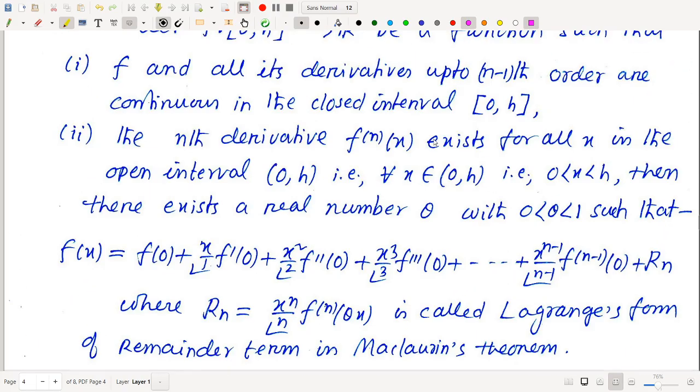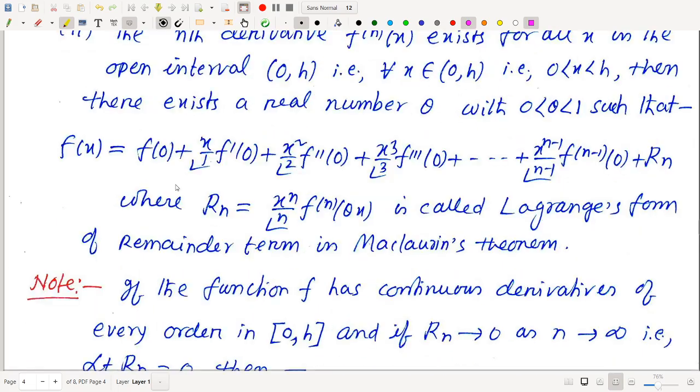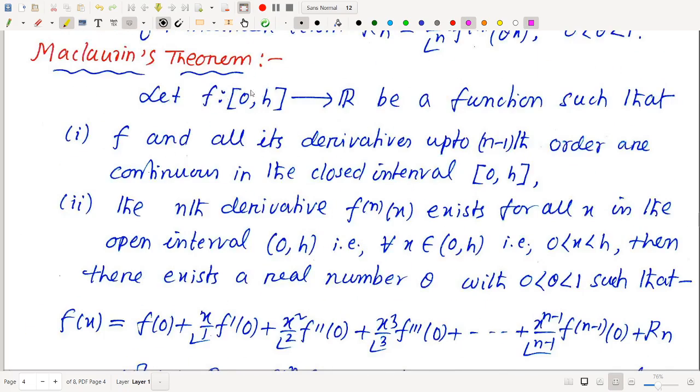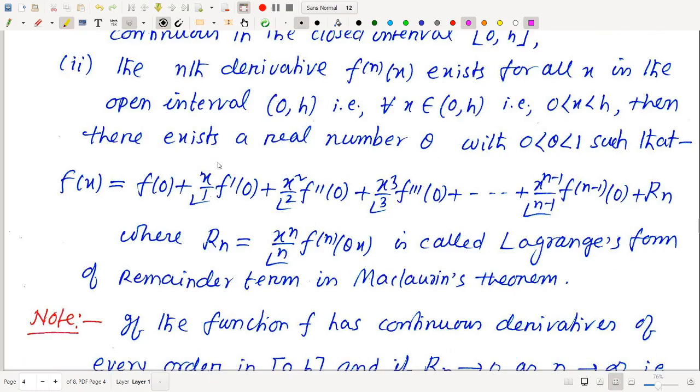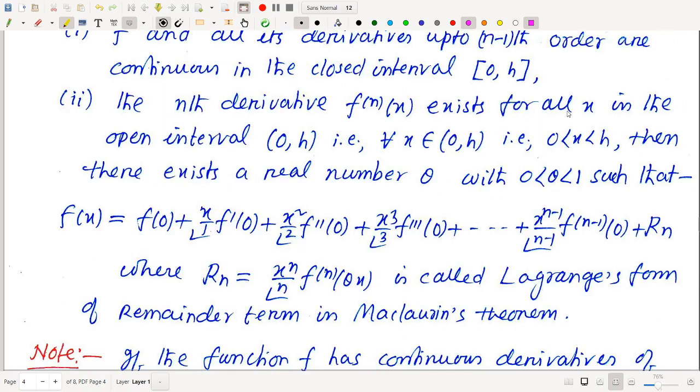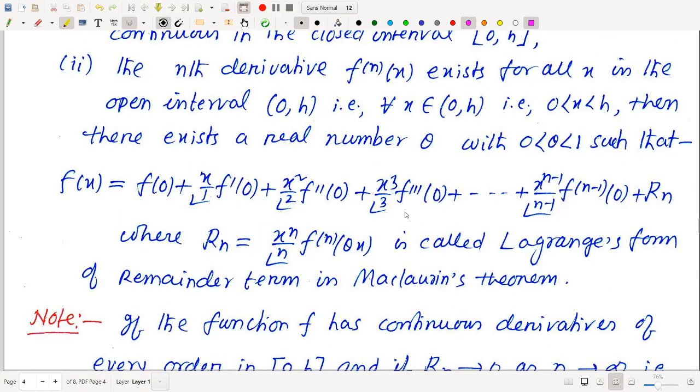Here of course x belongs to the closed interval [0, h]. When we say that f^(n)(x) exists, the expansion is valid for any x in the interval. Our domain is the closed interval [0, h], so x can be h also. So better we mention here: there exists a real number theta with 0 less than theta less than 1 such that f(x) equals this.